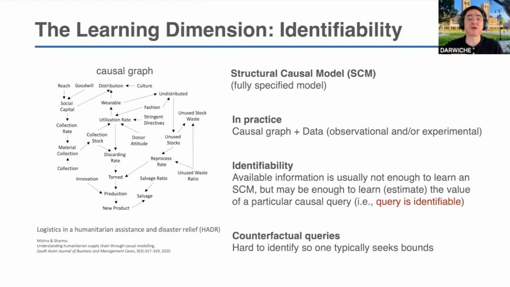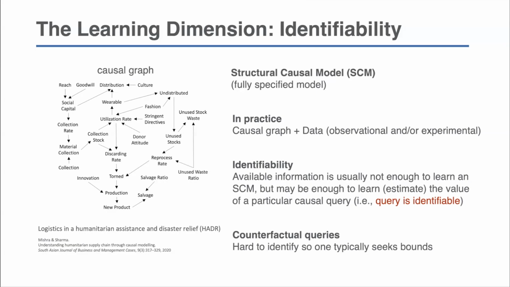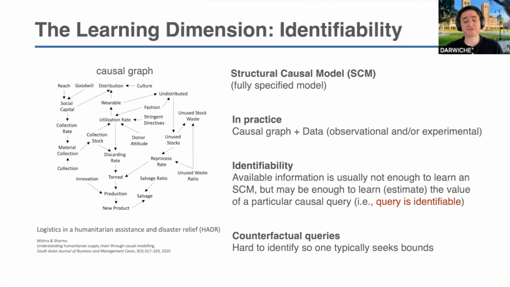Counterfactual queries in particular are harder to identify, and people typically put bounds on them. It's very hard to estimate point values for counterfactual queries based on what is typically available in terms of information. So people put bounds on these things. Now, why am I stressing this point? I'm stressing this point because now we're going to go into the root of the problem that I'm going to be talking about, which is optimizing causal objective functions.